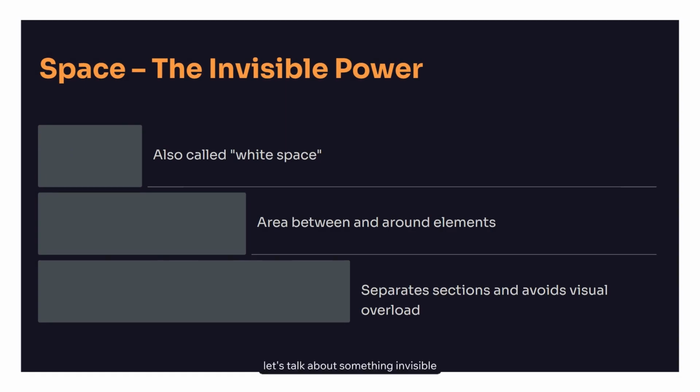Let's talk about something invisible, but incredibly powerful. Space. Also called white space, this is the breathing room in your design. It's the area between and around elements, like text, images, or sections. Good use of space makes your design feel open, elegant, and calm. Bad use of space? That makes things feel tight, cramped, and confusing.